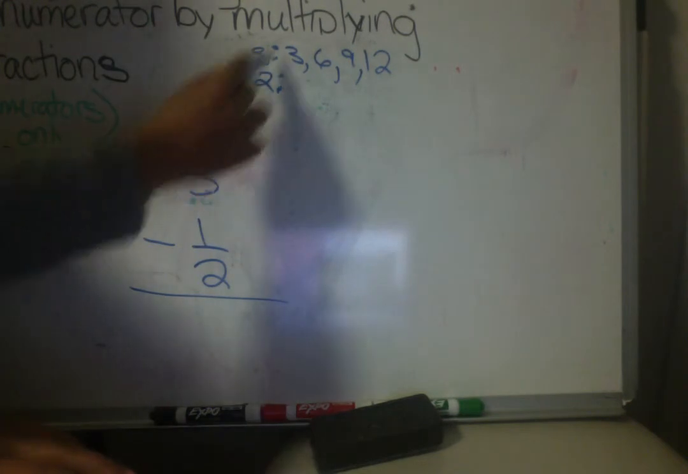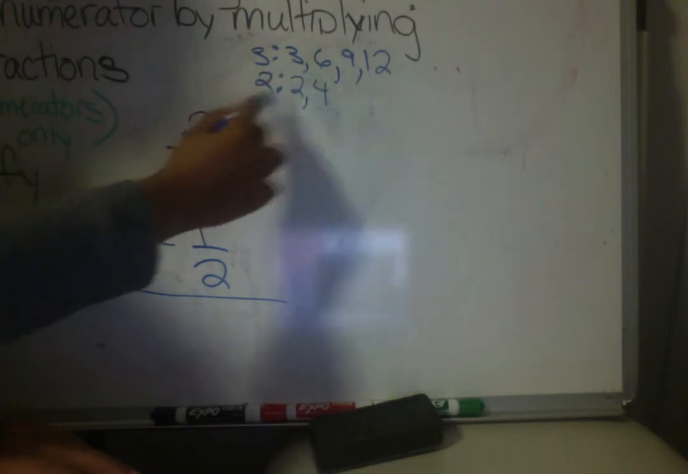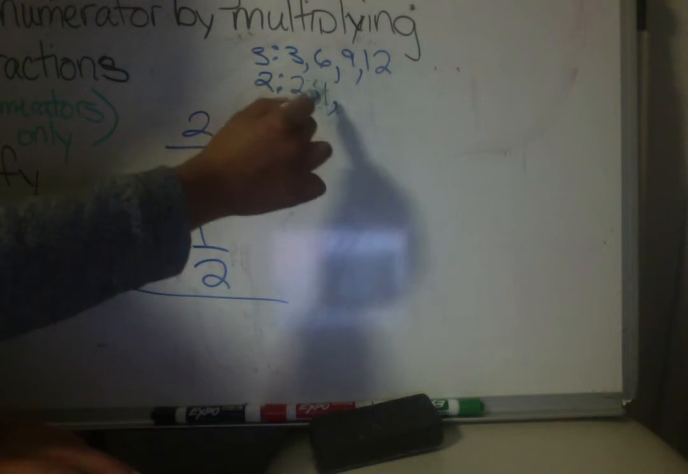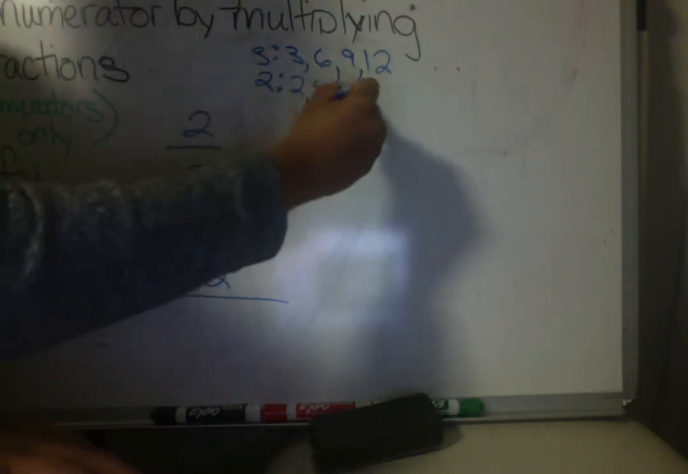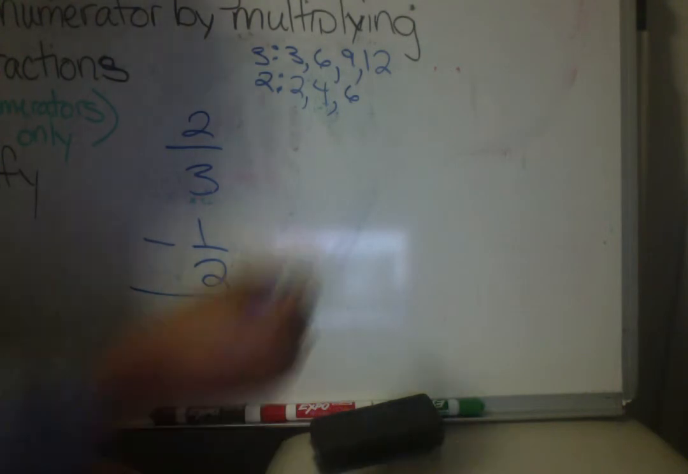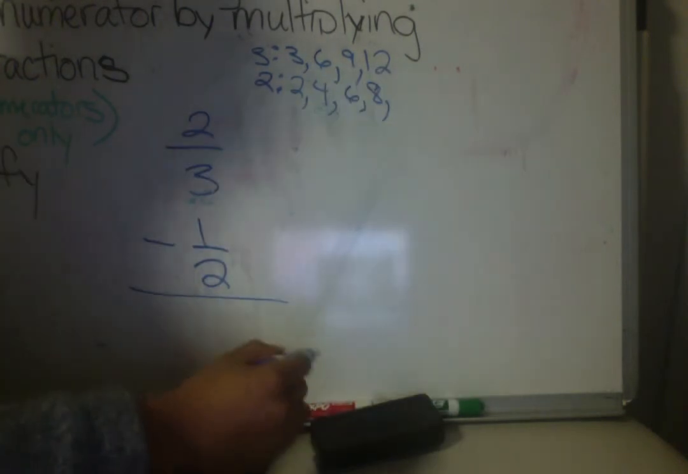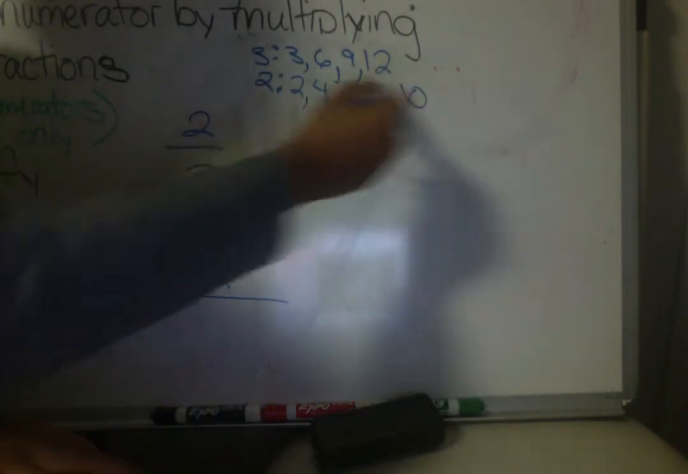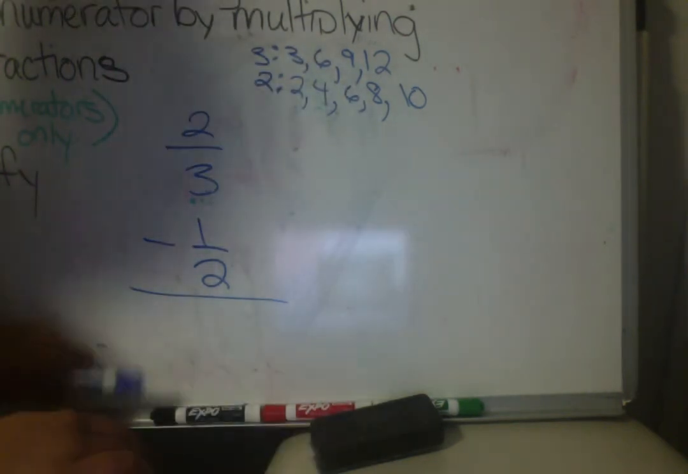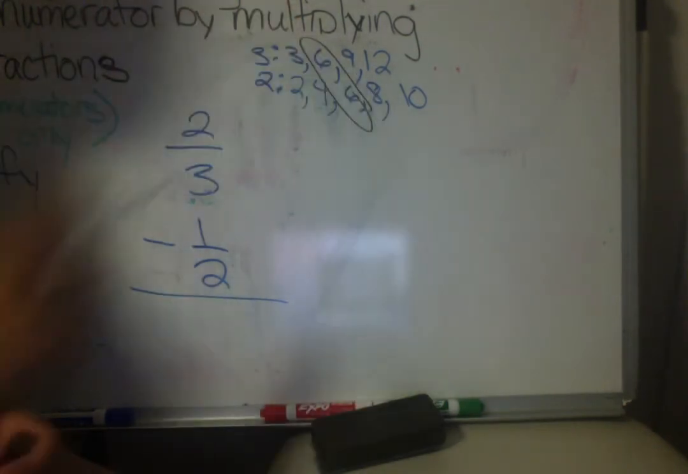Now the 2. 2 times 1 is 2. 2 times 2 is 4. 2 times 3 is 6. 2 times 4 is 8. 2 times 5 is 10. I'm keeping going because I can actually stop. Look, I missed it. Common denominator is a 6.